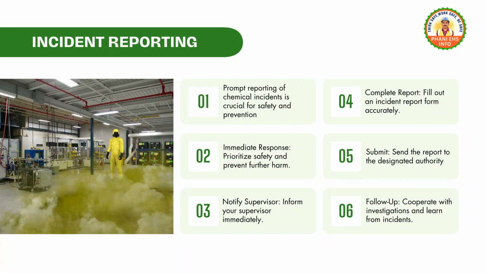Incident reporting. Immediate response. Your first priority is safety. If there's a chemical incident, focus on preventing further harm to yourself and others. Notify supervisor. Let your supervisor know right away about the incident so they can take appropriate action. Complete report. Fill out an incident report form accurately, providing all the necessary details about what happened. Submit. Send the completed report to the designated person or department responsible for handling such incidents.